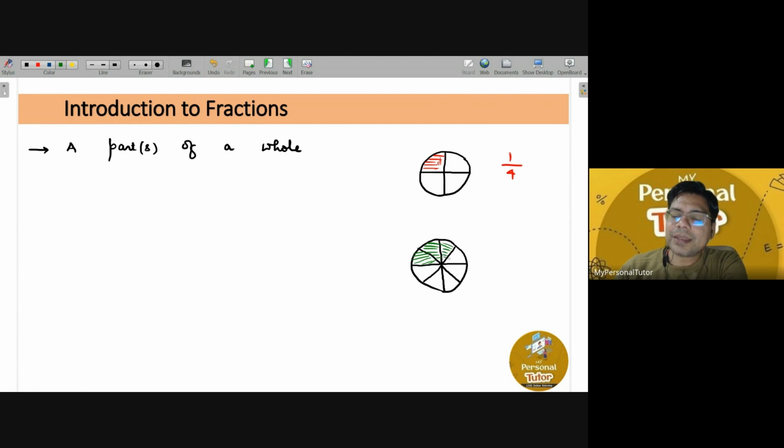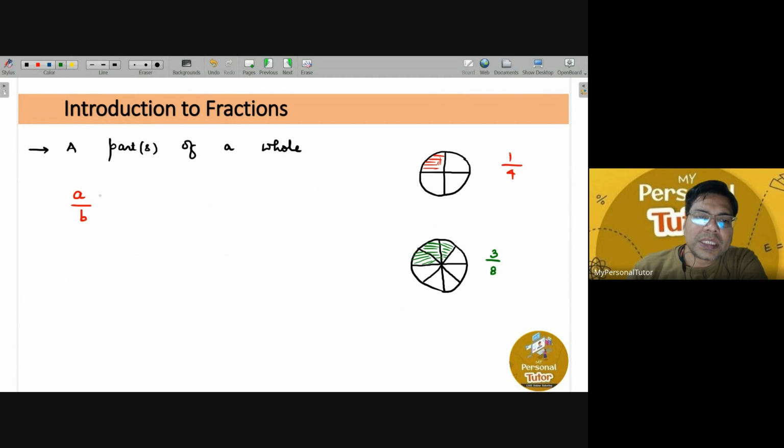Suppose you have taken 3 slices out of 8. How will you represent it in fraction form? Yes, you are going to represent it as 3 out of 8. So this is nothing but a fraction. Always remember, a fraction will always be represented in the form of A upon B.